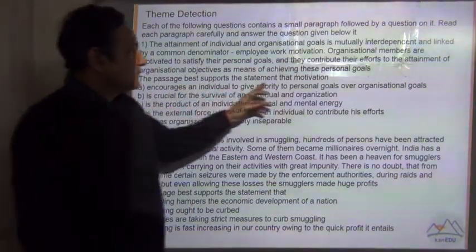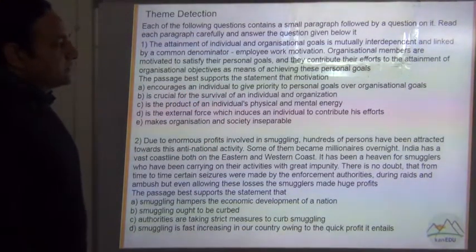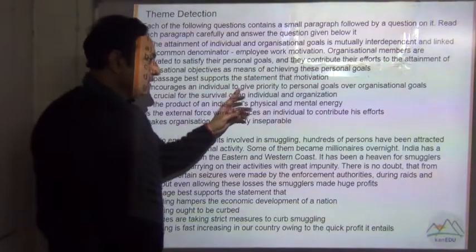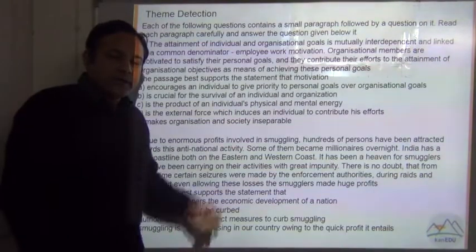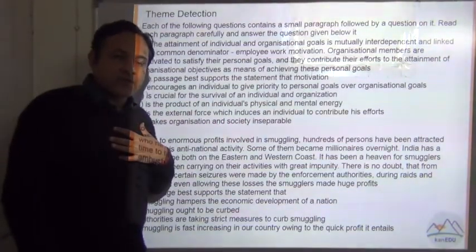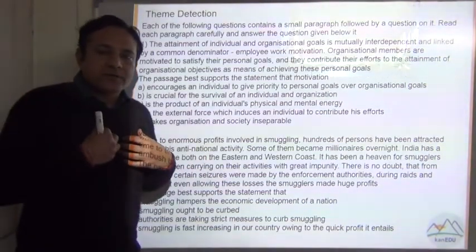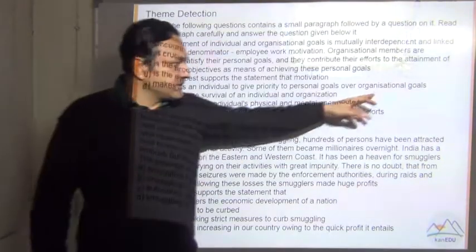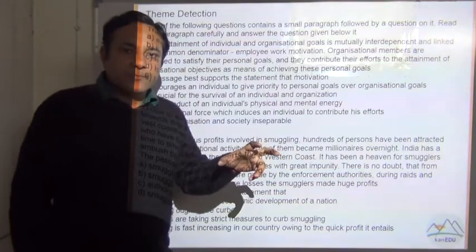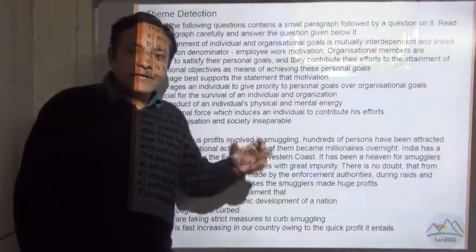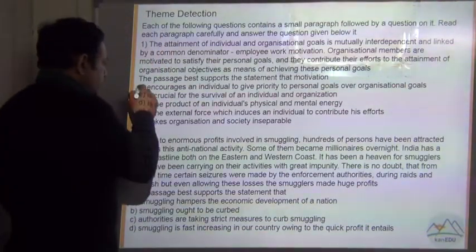The passage best supports the statement that motivation, first, A, encourages an individual to give priority to personal goal over organization goal. So yes, to some extent. If I have to achieve my personal goal, if I have to buy a car, over the organizational goal, say this project has to be completed in time. Ultimately, if I don't have a personal goal, if I do not put it on top of everything, I will not achieve this organizational goal. So this statement says that a personal goal is more important for the employee, and to achieve that, he sees that he can only achieve his personal goal by contributing more to the company. So this looks good. Let's see the others.